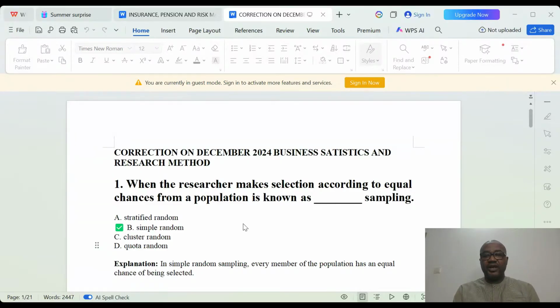So we look at the first question we have there. It says: when the researcher makes a selection according to equal chances from a population, it is known as dash sampling. It is known as simple random sampling. So we are saying that in a simple random sampling, every member of the population has an equal chance of being selected.